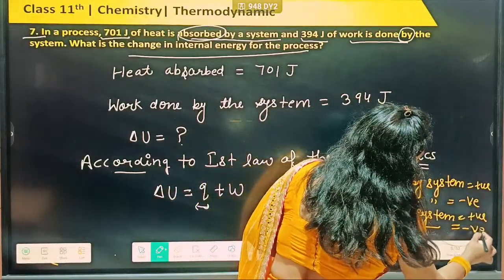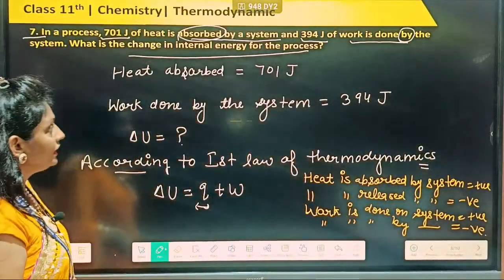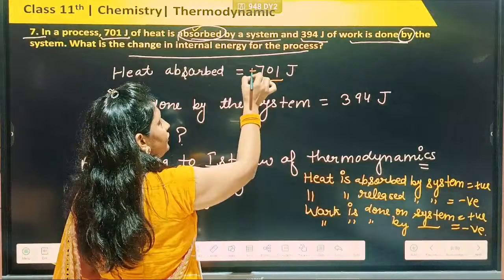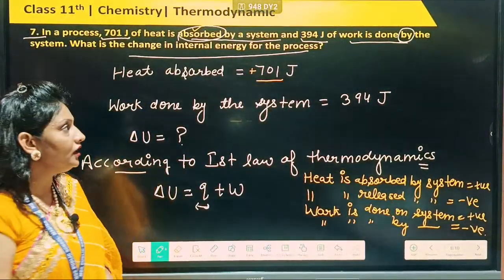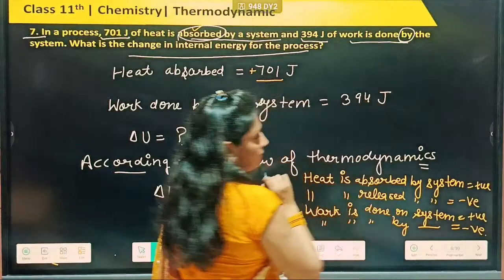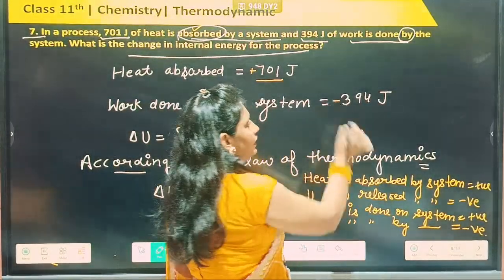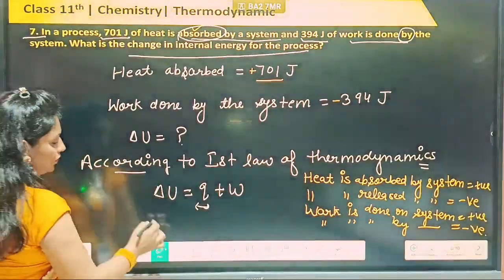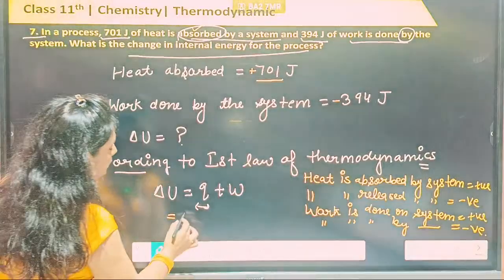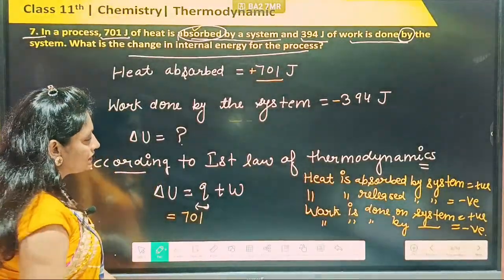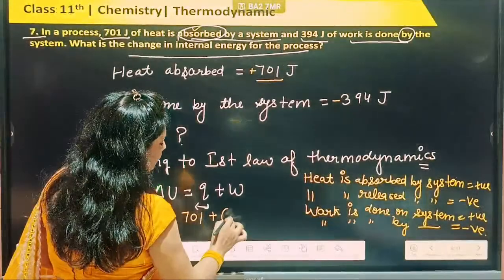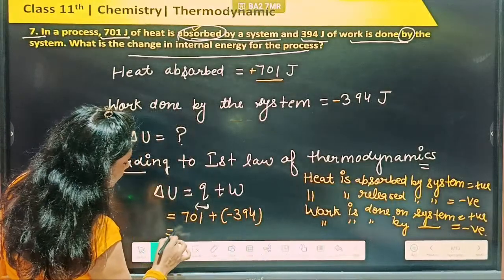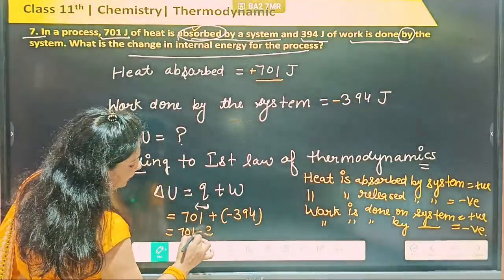Then, students, here heat is absorbed, means heat will be positive here, but work is done by the system, means this work done will be negative. Clear or not? Yes. Or, students, directly you can put the value here. Q is 701 plus W, work is 394. So 701 minus 394.